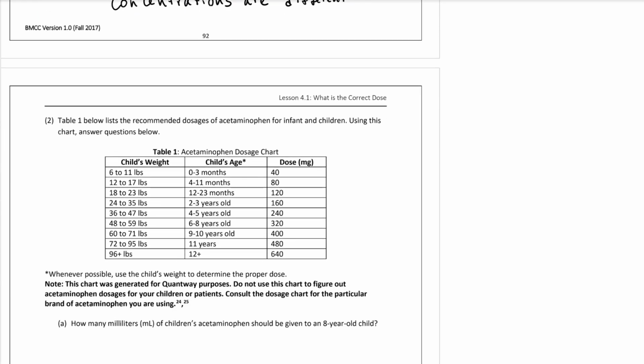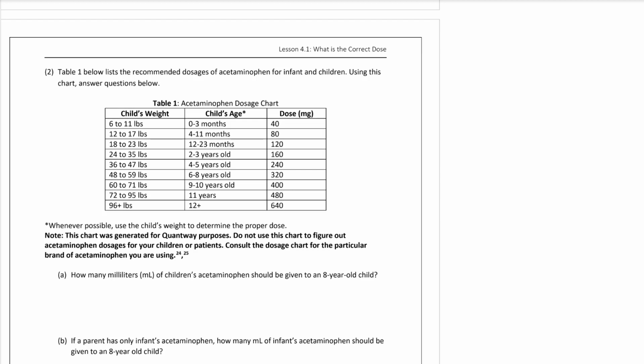All right, let's look at the second question. Table 1 below lists the recommended dosage for acetaminophen for infants and children. Using the chart, answer the following questions. By the way, this information is just for the purposes of the lesson. Disclaimer: do not use it when you are making any personal life decisions. So this is just for our class.